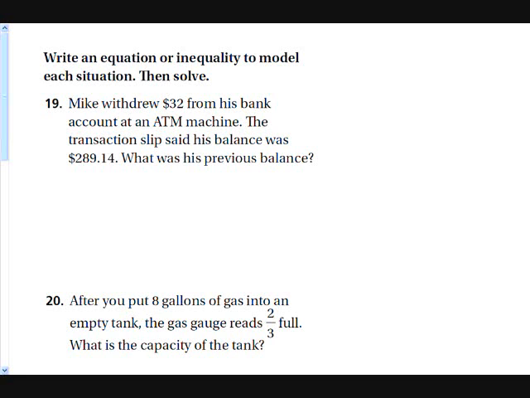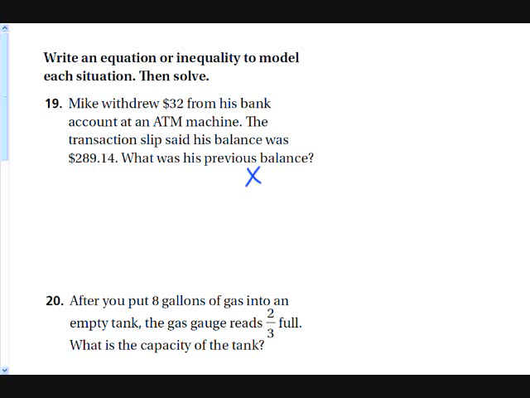The next one says Mike withdrew $32 from his bank account at an ATM machine. The transaction slip said his balance was $289.48. What was his previous balance? And keep in mind the directions here ask us to write an equation or inequality that models the situation, then solve it. So the thing that I don't know is the previous balance.